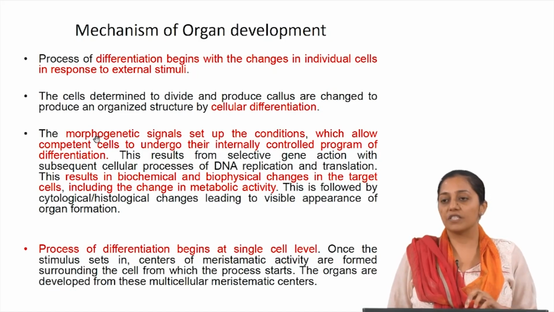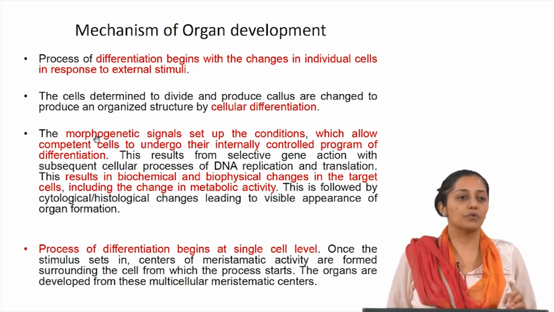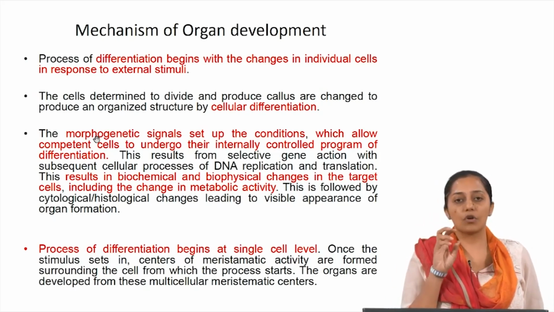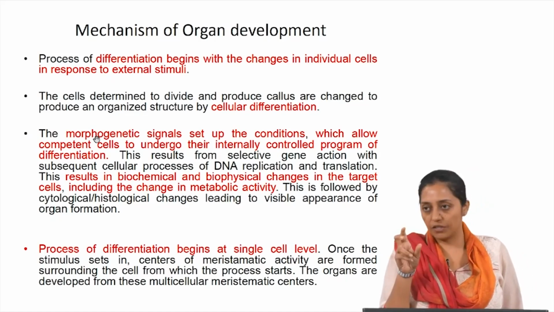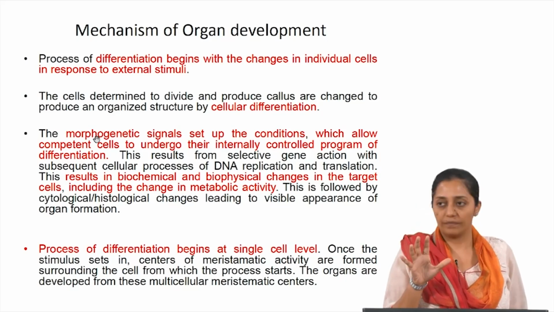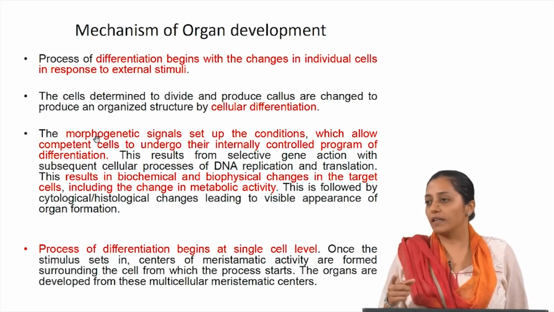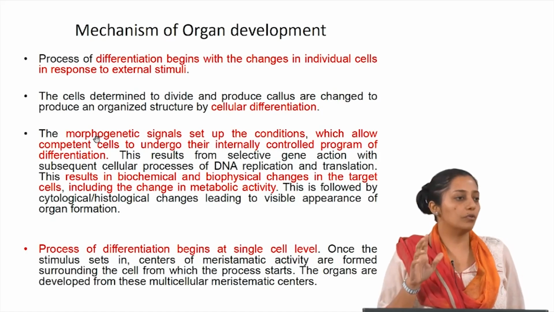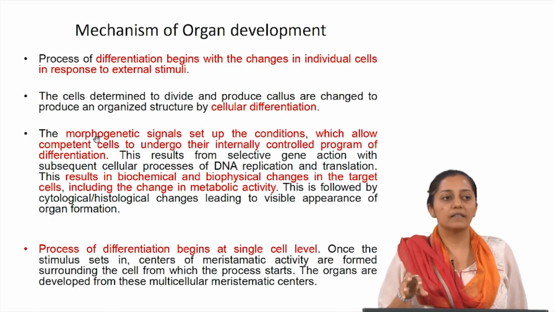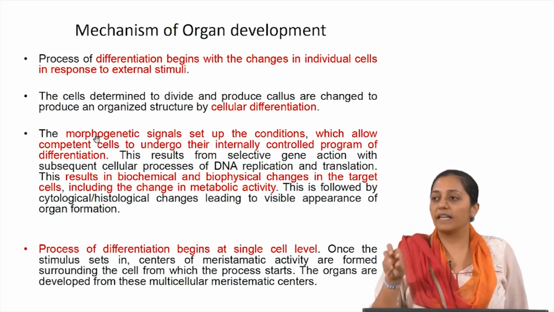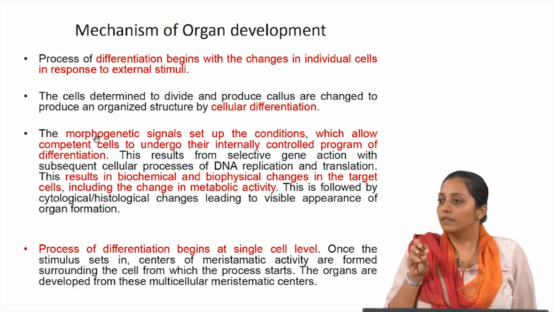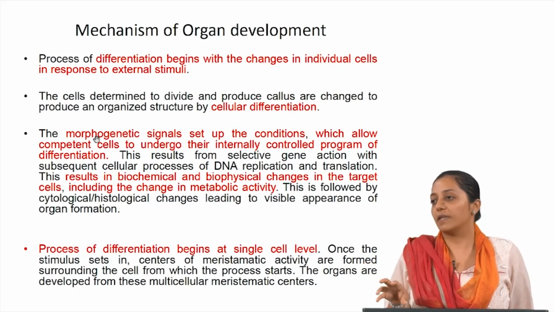Differentiation begins with changes in the individual cells in response to external stimuli. So generally, suppose there is a cell which is competent enough for de-differentiation to happen. There are competent cells which are ready for differentiation, de-differentiation, which means meristematic, which have the ability to quickly go through a meristematic state. So it begins from there. Around those cells there develop many meristematic centers. From these meristematic centers the development of organogenesis takes place.